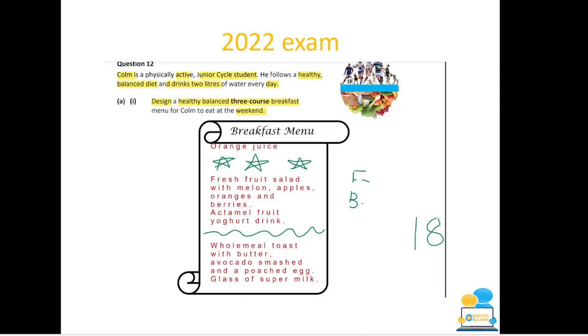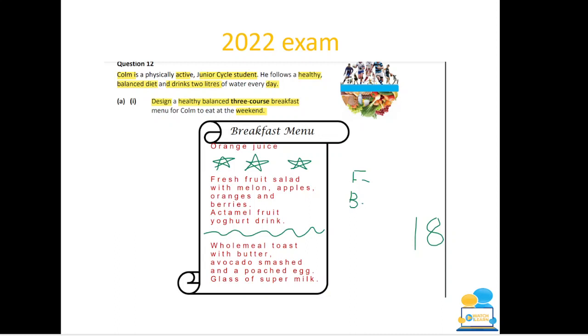So first thing, Colm. I've highlighted active, junior cycle student. So I know that it's a boy, he's active, and he's maybe about 15. So therefore that's giving me an idea of what type of foods he should be consuming. I know he's on a healthy, balanced diet. So balanced diet meaning he's taking in 3 out of the 4 food groups. Check out our Saturday session on the food pyramid. This is really, really informative for questions like this. I know that he drinks 2 litres of water every day.